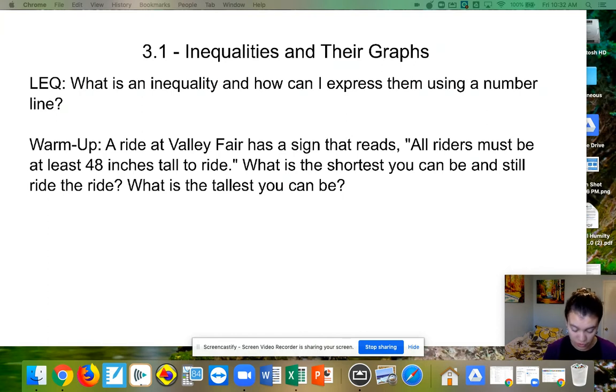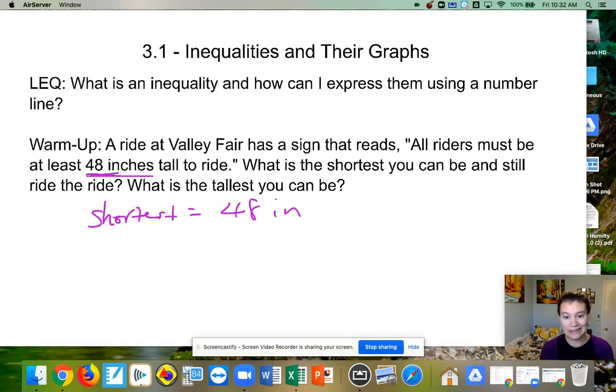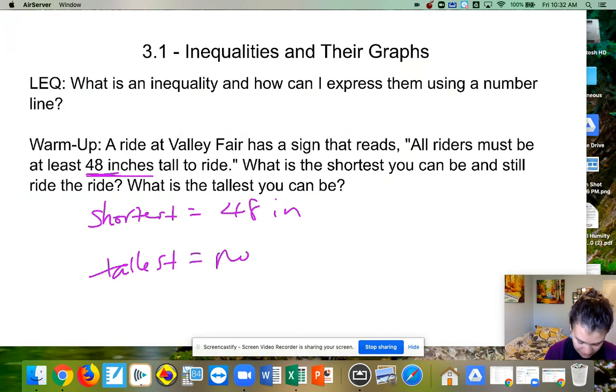Okay, so the shortest you can be is 48 inches, because that's the minimum. It told us you can be at least 48 inches. The tallest is anything. There's no max. They don't say if you're over 7 feet, you can't be here, or you're over 8 feet, you can't ride the ride. So there's no max with this one.